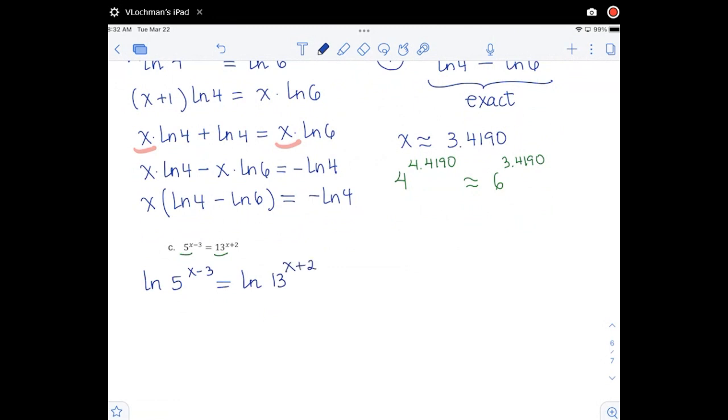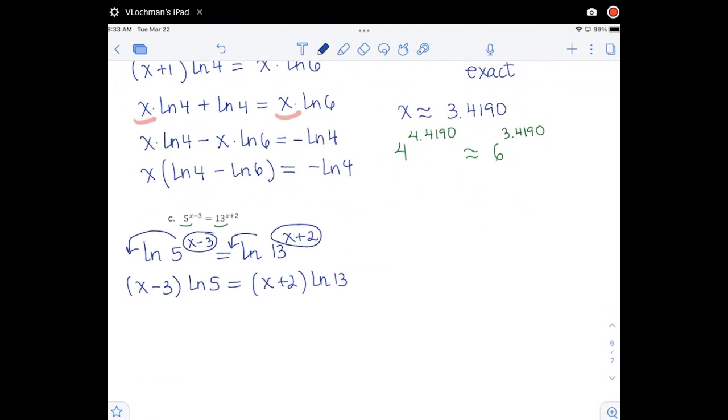Right, now I'm going to bring my exponents up front as coefficients. So this is x minus 3 times natural log of 5 equals x plus 2 times natural log of 13. Okay, we multiply everything through, so x times natural log of 5 minus 3 times natural log of 5 equals x times natural log of 13 plus 2 natural log of 13.